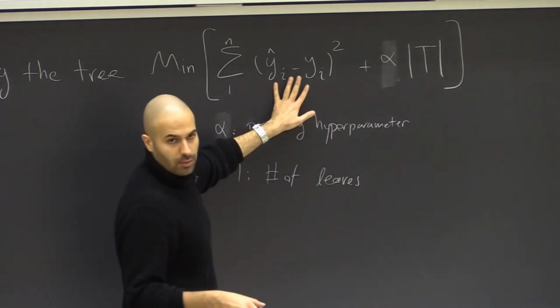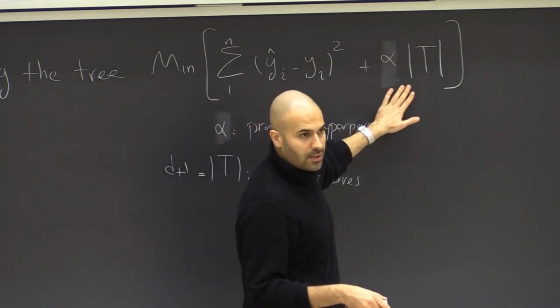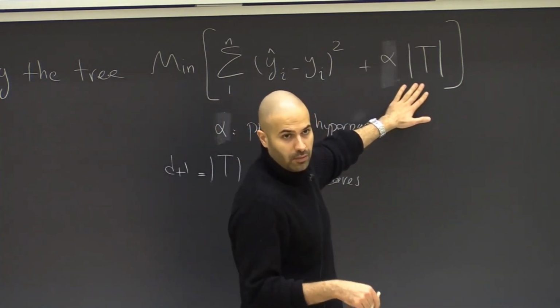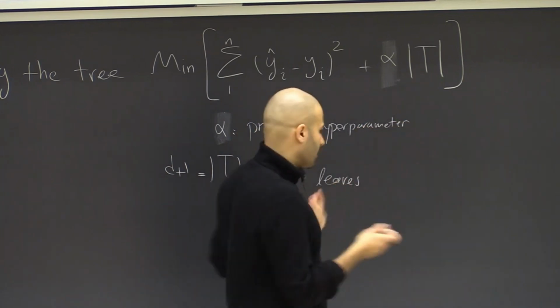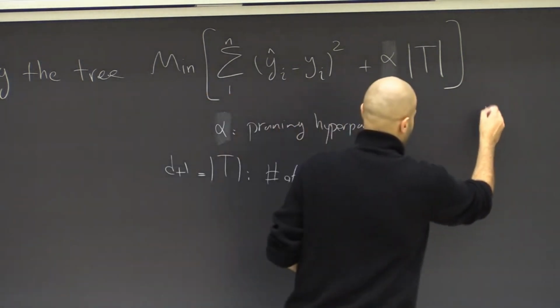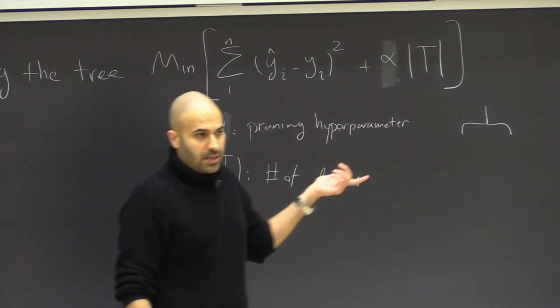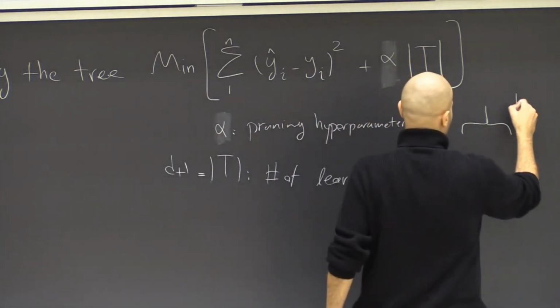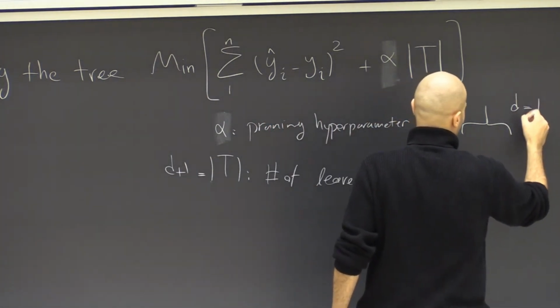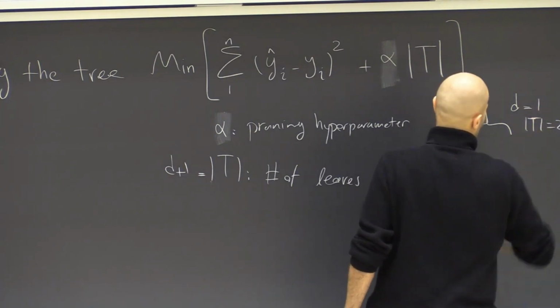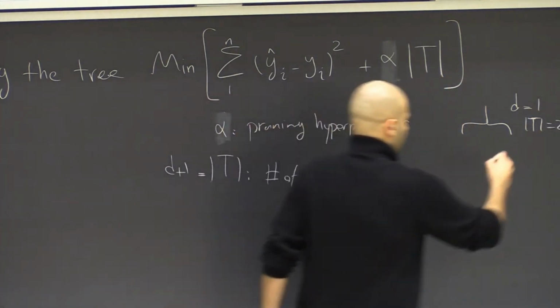Actually, if there was no first term, this thing is minimized where |T| is as small as possible, which would be just one split. So the simplest tree that we can have is this. This is the simplest tree. It's a tree where I guess d is 1 and the number of terminal nodes is 2. There's another name for it. It's a stump.